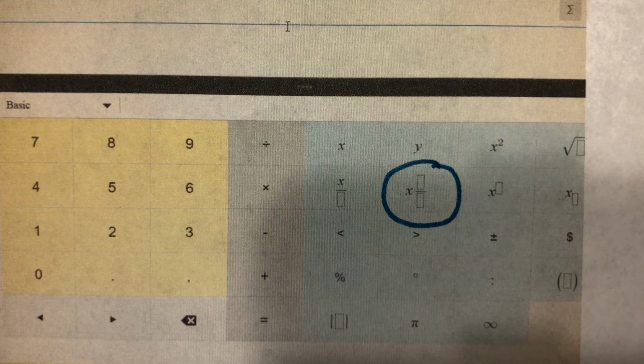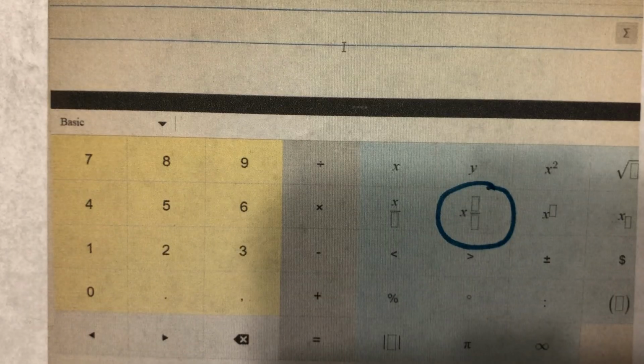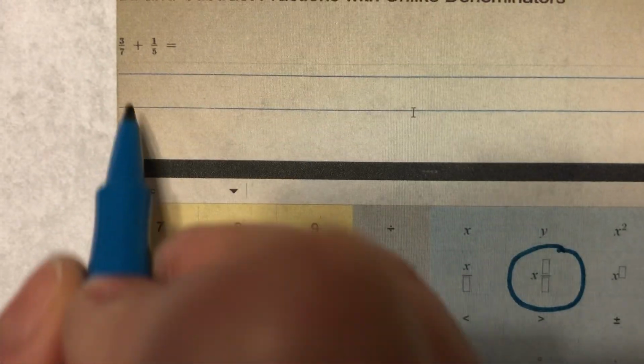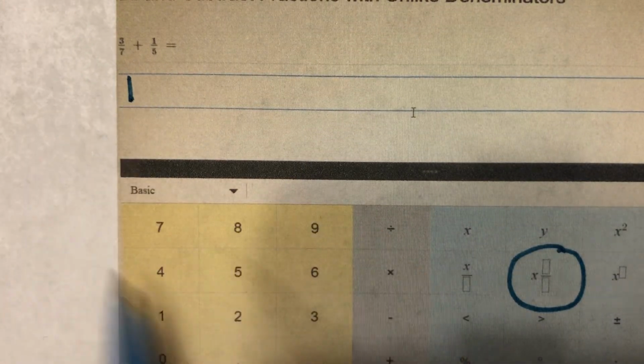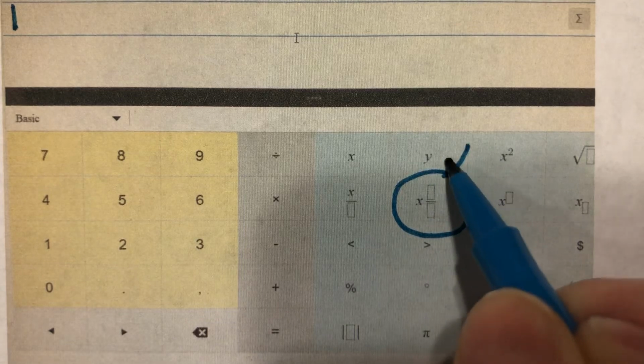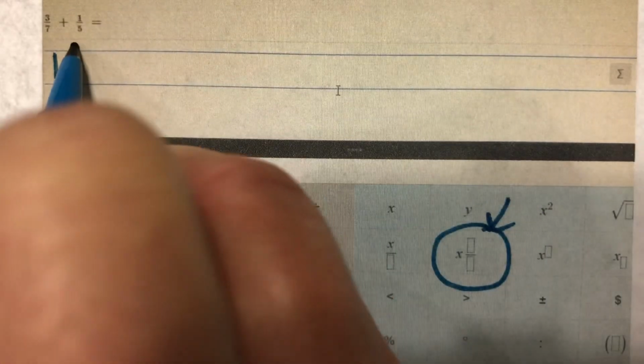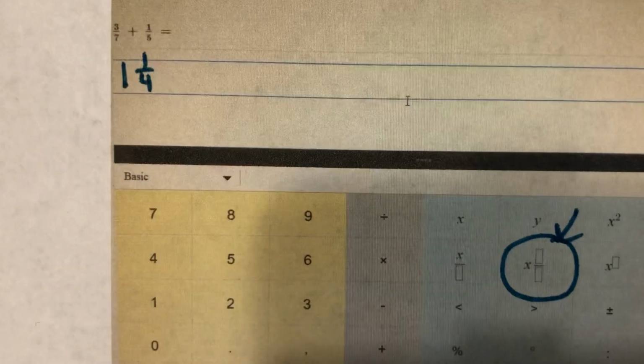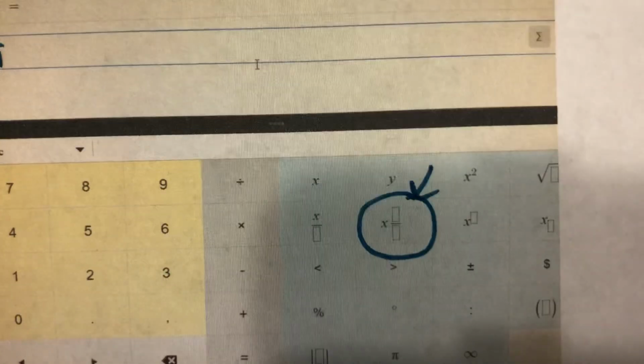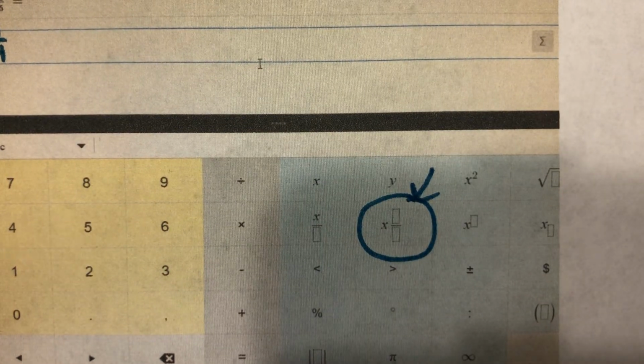Now you might get a mixed number. If you get a mixed number, like let's say you got 1 1/4. That's not the answer to this. But if you got 1 1/4, you would type in a 1, then you would press this button, and it will allow you to type in the 1/4. So your answer would look like that if it's a mixed number. So this button is what allows you to do that.